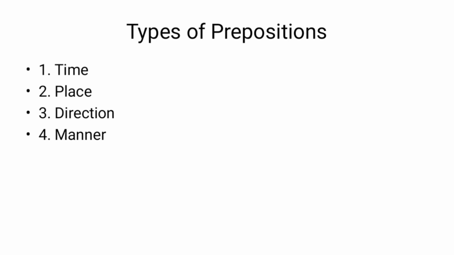There are four main types of prepositions. The first one is preposition of time, the second one is preposition of place, the third one is preposition of direction, and the fourth one is preposition of manner. Now we will discuss each one in detail.